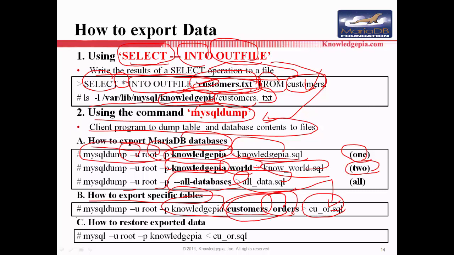C, how to restore exported data. After you export this kind of data, you need to restore or import it. Then we can use it like this. In this case, we have to use the command mysql, not mysqldump. So the username, password, database name, and after that the file name like this. Then all this data will be inserted into this database.